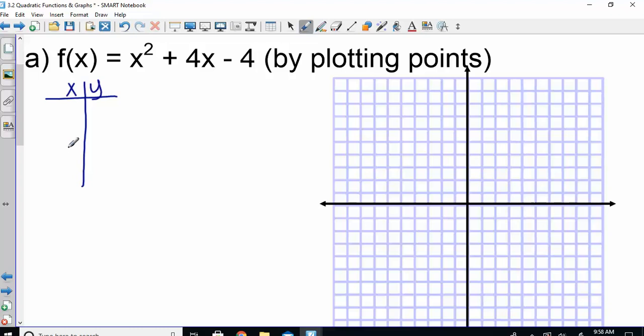What do you guys want to plug in? 0, 1, okay. If I put in 0, 0 squared is 0, plus 0 minus 4 is negative 4. If we put in a 1, 1 plus 4 minus 4 is 1. Is that enough to know what my graph looks like? No. What if I put in a 2? 2 squared is 4, plus 8, minus 4, 8.